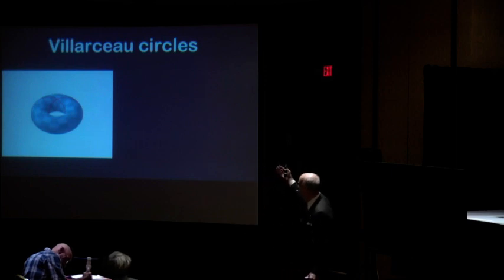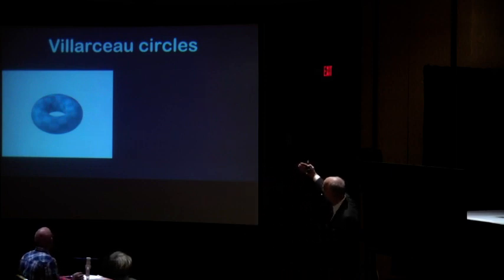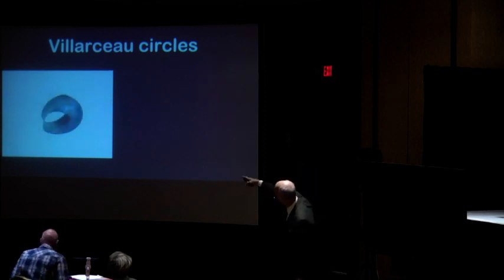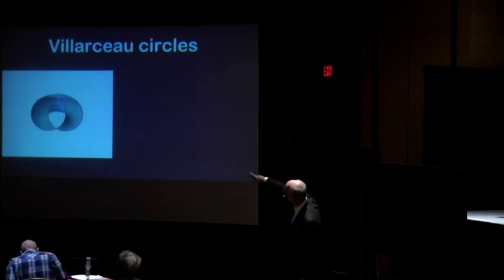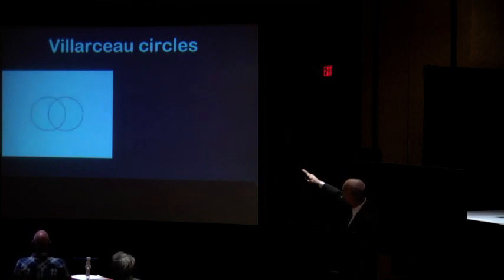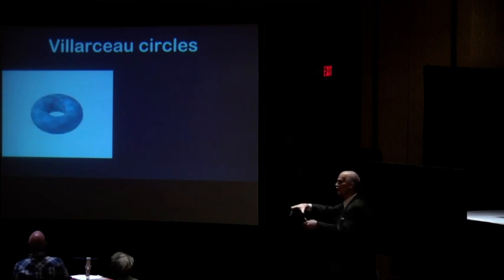Okay, this is a torus. What we're looking at is the two-dimensional skin, the outside part of it. If you take a look on the inside part and kind of do this little circle deal here, those two circles are called Villarceau circles after a mathematician named Villarceau. The radius of those circles is independent of how thick the torus is.